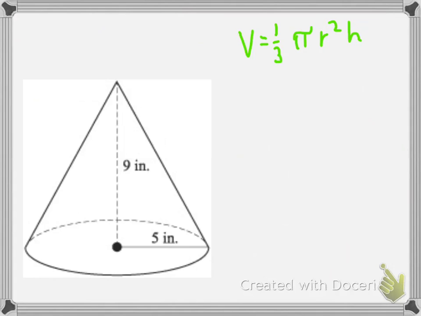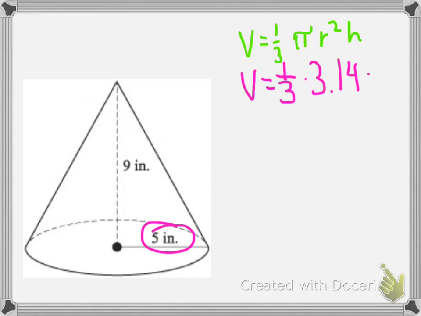Okay, Arthur is back with another volume problem. This time we're doing it with cones. So here is the formula for the volume of a cone. We plug in values. So volume equals 1/3 times 3.14, which is the approximation for pi, times the radius squared. So the radius is 5. And don't forget this is approximately equal to. I'll fix that later. 5 squared times the height, which is 9.